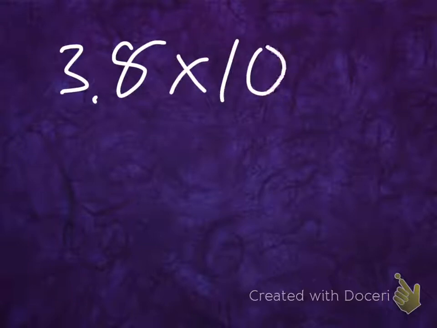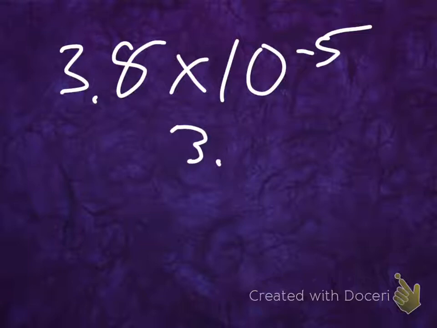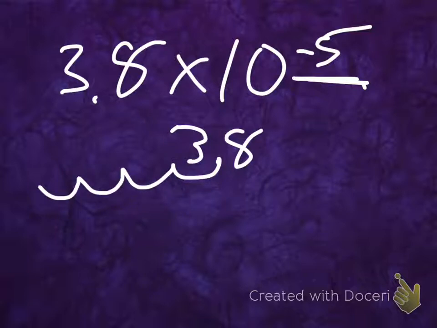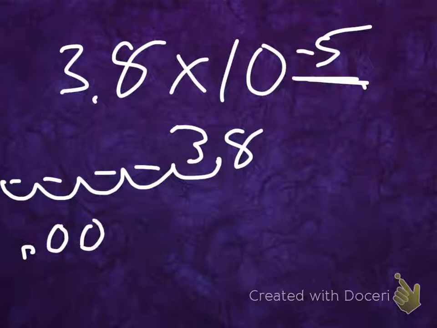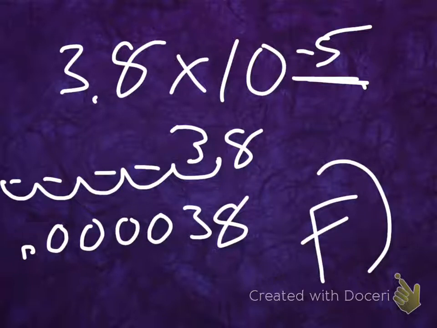Number 4. A microscopic cell measures 3.8 times 10 to the -5th. What is this number in standard notation? So we've got 3.8 and we're moving our decimal how many times? -5, or 5 times to the left. 1, 2, 3, 4, 5. So I've got 0.0000038. My answer is F.